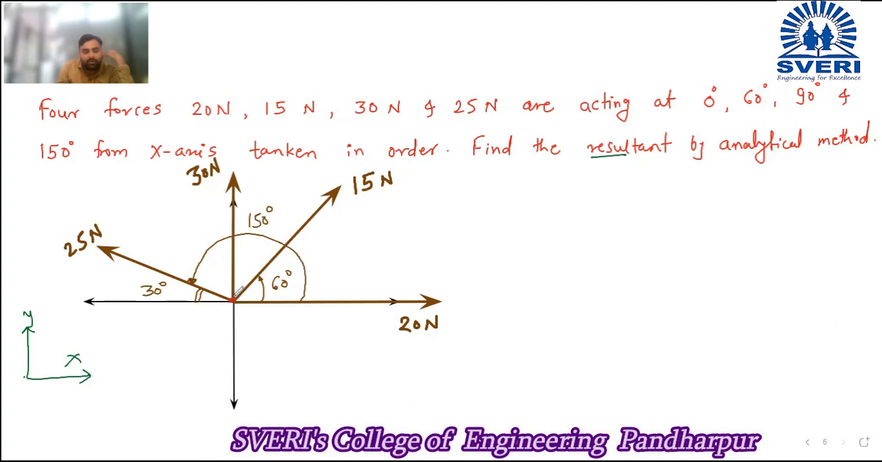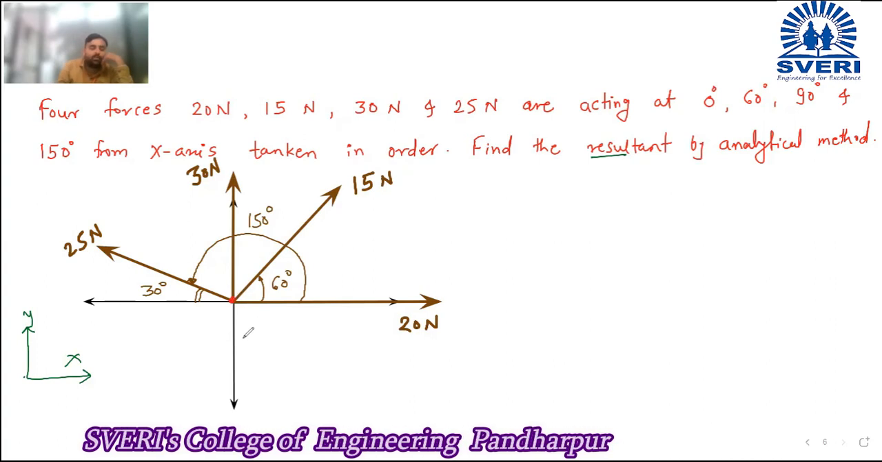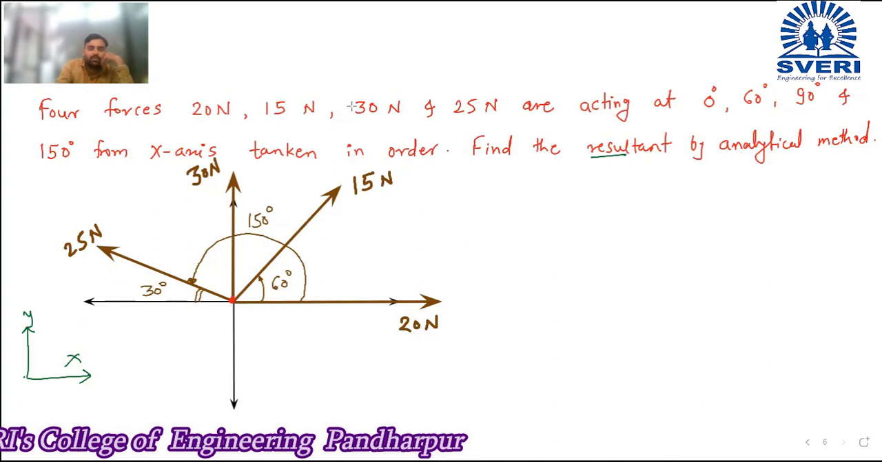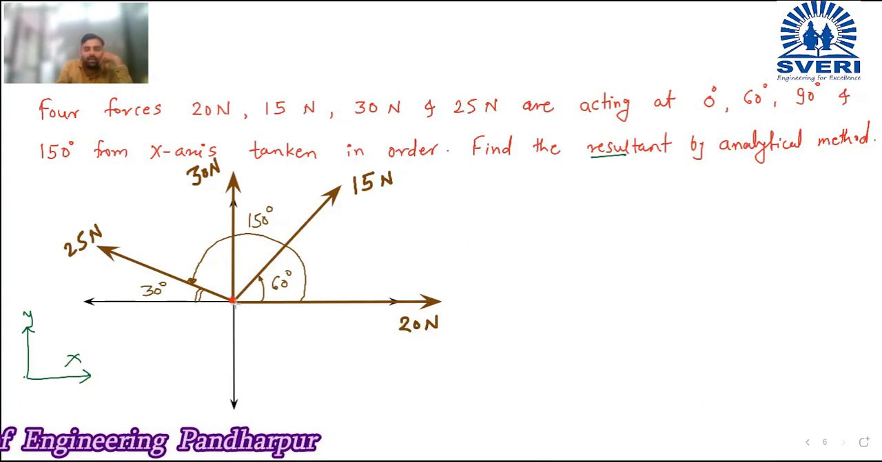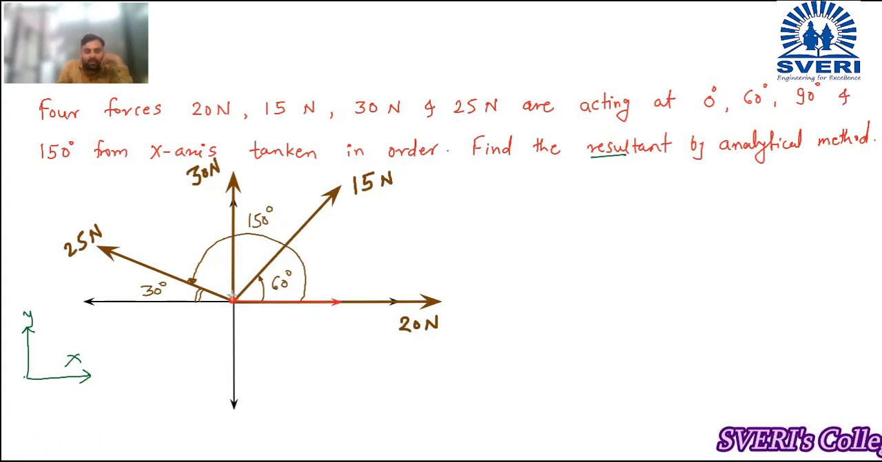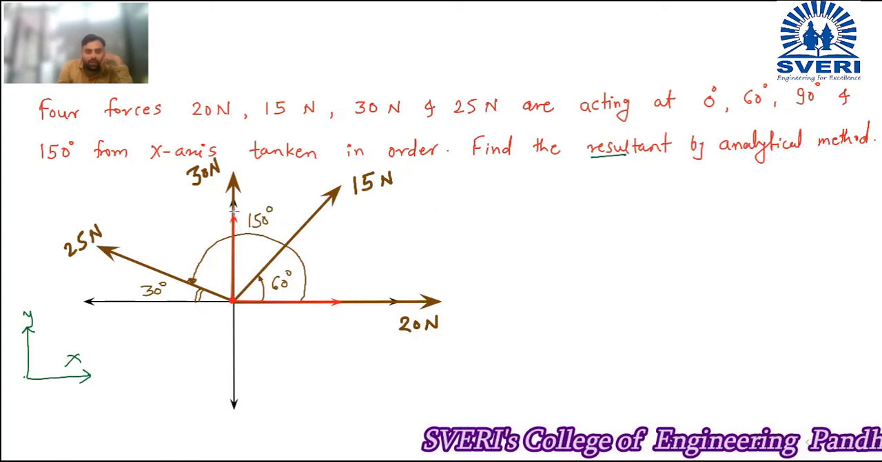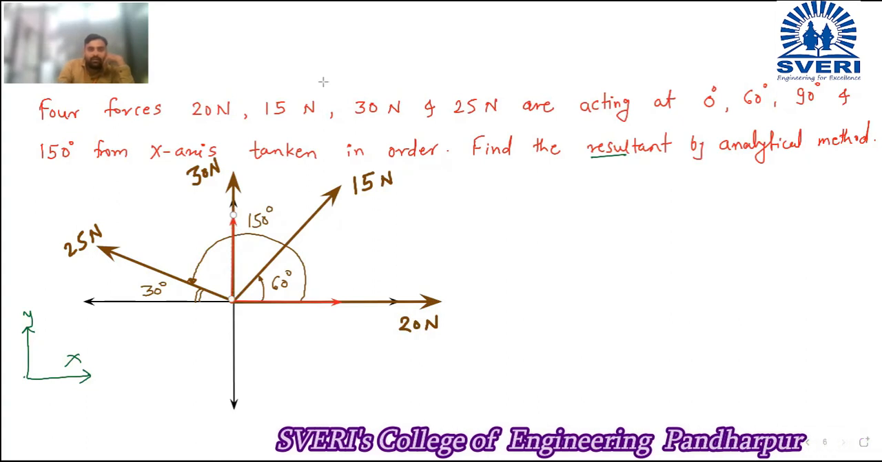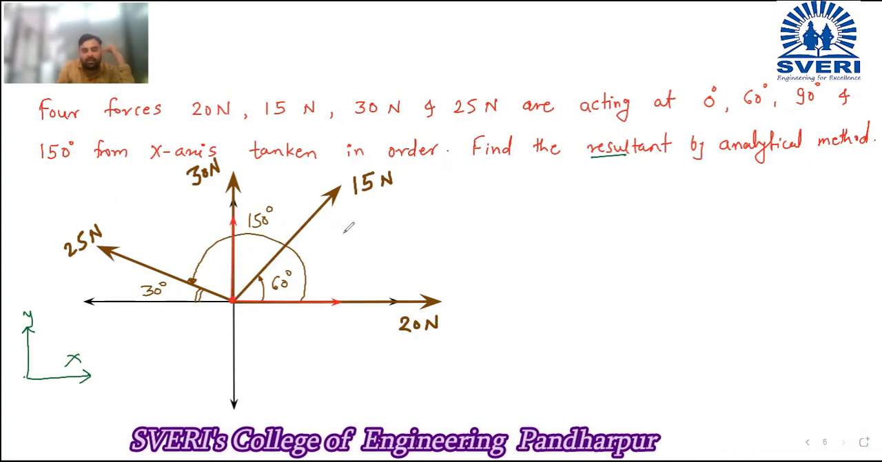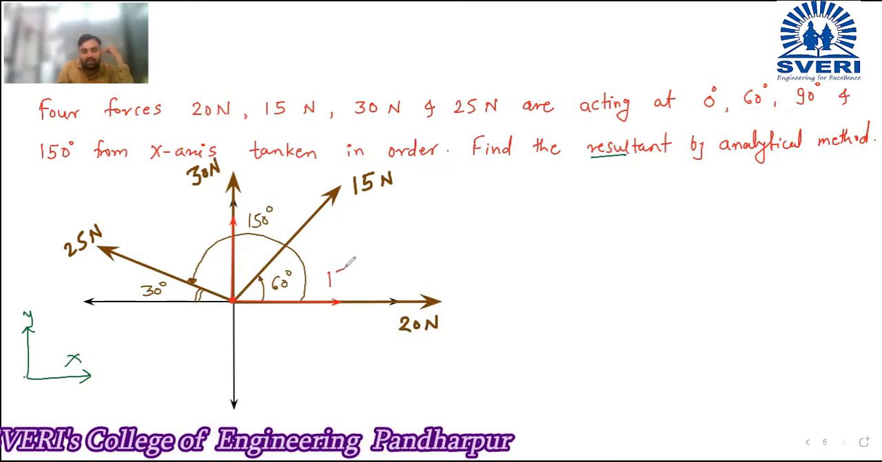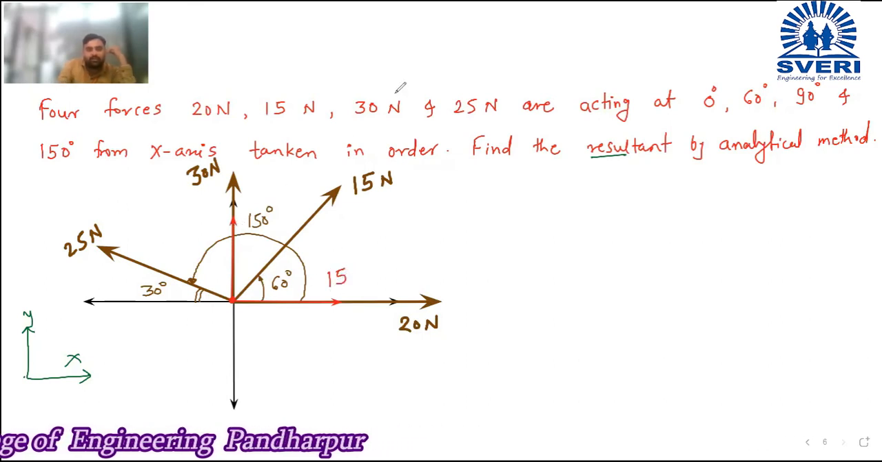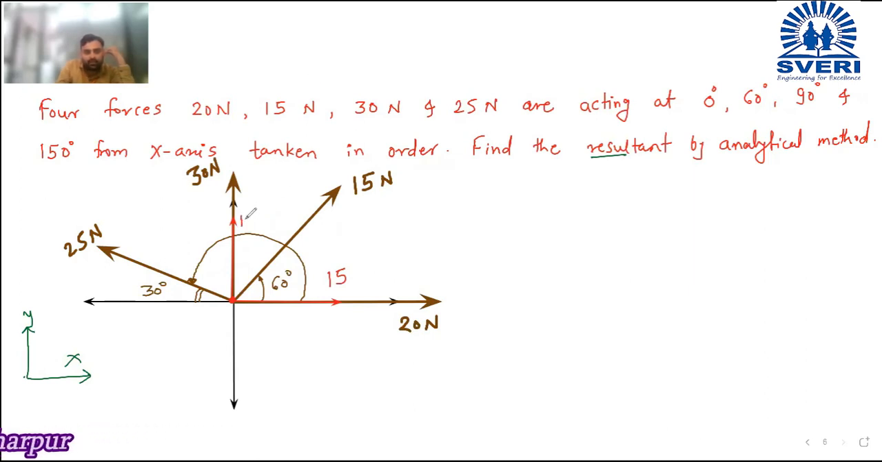So this is the point of application. From this point of application, I will draw one line parallel to x and one line parallel to y. One line parallel to x, one line parallel to y. Okay. So if this angle is 60 degree, I will write here 15 and I will also write here 15.